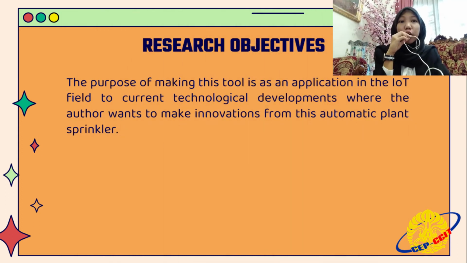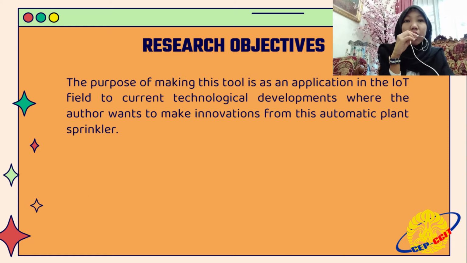Research objective. Watering plants is a common thing for plant lovers. Sometimes the tightness of the time makes some people forget about the plants, so that the soil moisture is not controlled. The purpose of making this tool is an application of IoT to current technological developments, where the author wants to make an innovation from this automatic plant sprinkler.